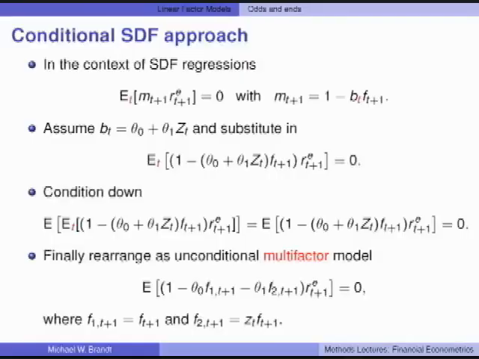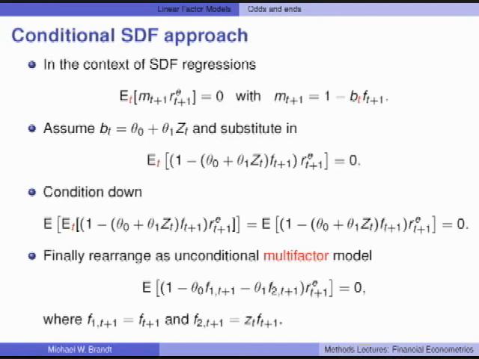So we can do this in any of our techniques. We could allow the slope coefficients and the market price of risk to vary with exogenous predictors. We can do so in time series regressions. We can do so in cross-sectional regressions. I'm going to do it in the stochastic discount factor form. But again, any one of these will deliver similar sorts of results.